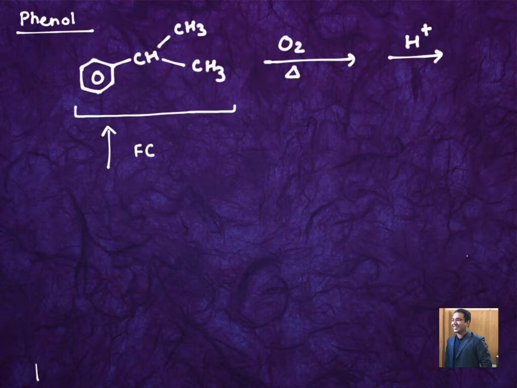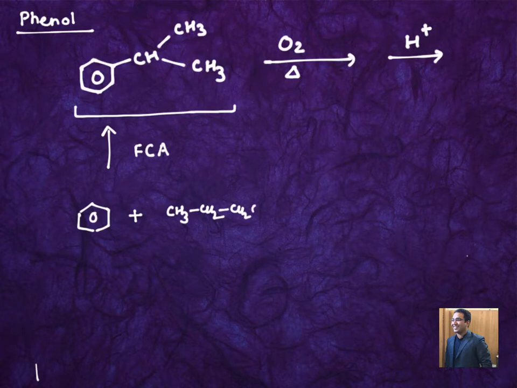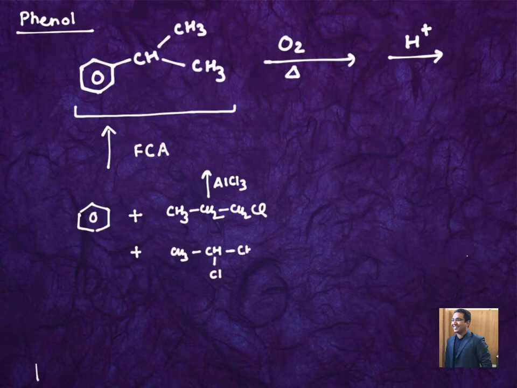So Friedel-Crafts alkylation process. In that process, we can take benzene, and on benzene we can attack CH3CH2CH2Cl in presence of AlCl3. That's option 1. The same thing can be attained if you attack benzene with CH3CHClCH3, again in the presence of AlCl3. So eventually both of these things will give you the same answer, which is cumene, and the compound which is written here is cumene.